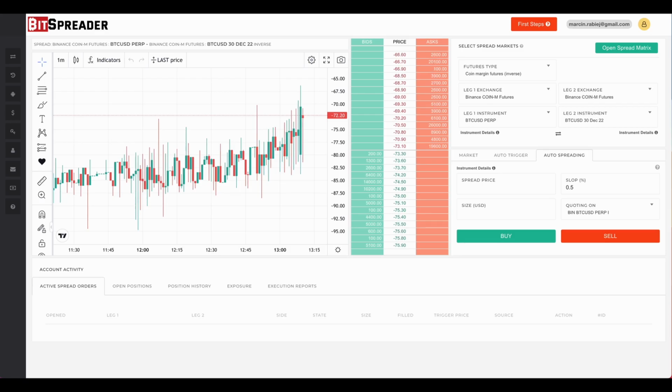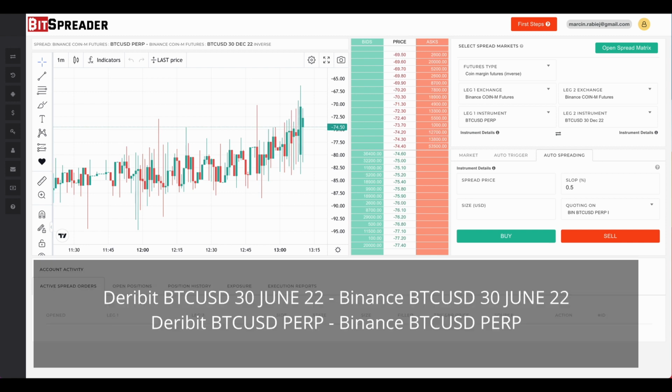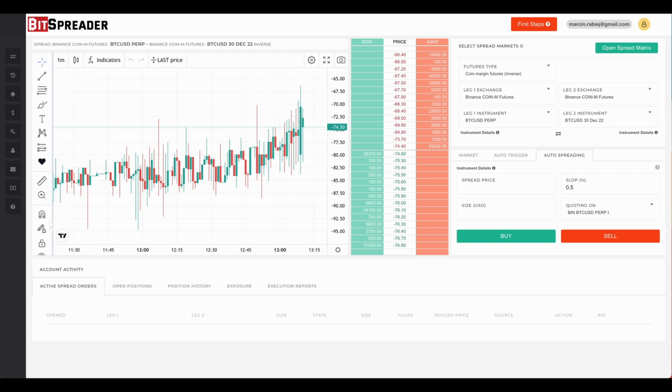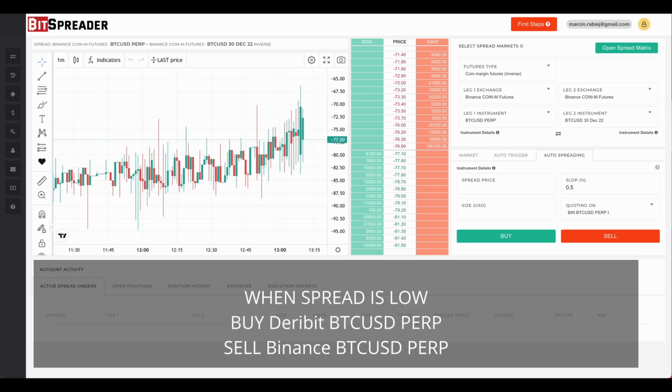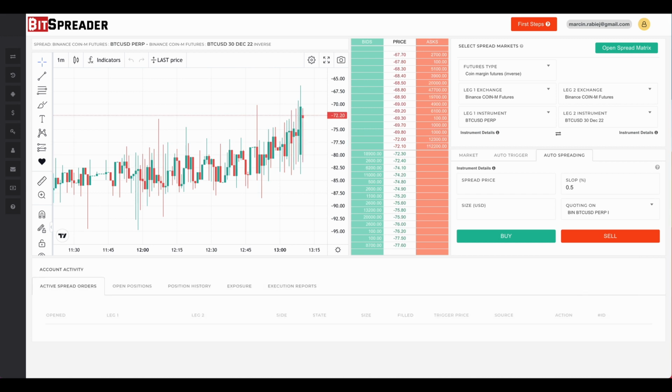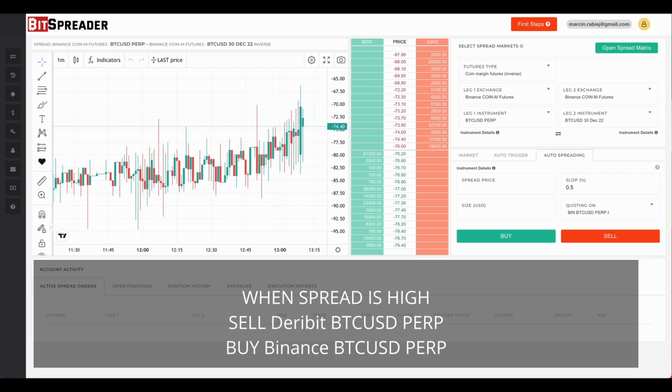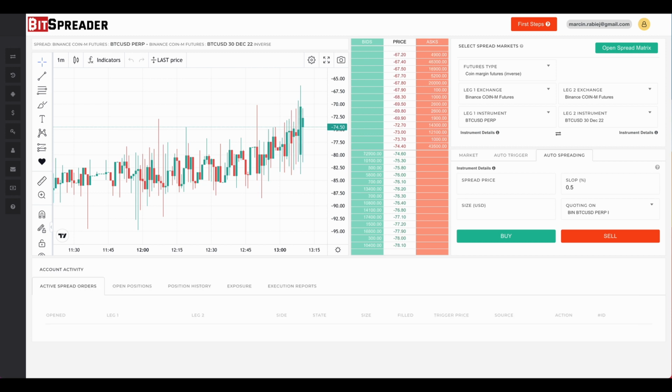How to set up an arbitrage trade in BitSpreader. In short, we can arbitrage on futures with the same delivery dates or on perpetual contracts. At the right moment, when the price difference, the spread, is the lowest, we buy the spread. That means we buy one contract and sell another. Then we wait until the spread grows, the prices go as far one from another as possible, and we sell the spread. That means we sell the first contract and we buy the second.